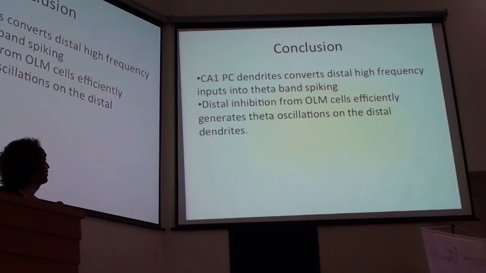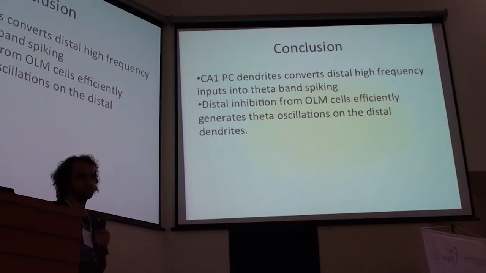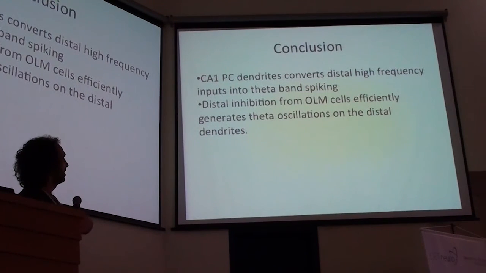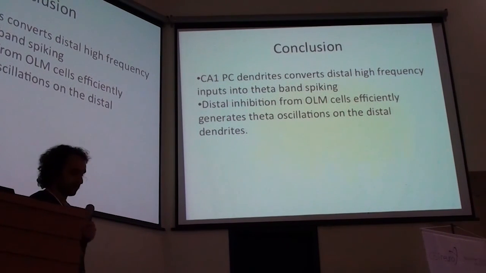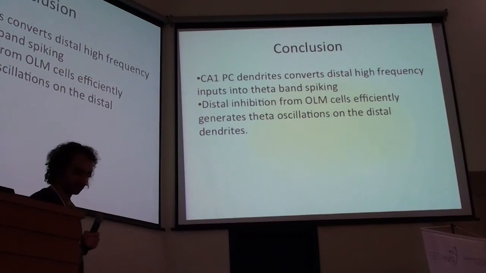The conclusion for the first talk: the pyramidal cells' dendrites convert high frequency or any frequency into theta band frequency, and the distal inhibition from OLM cells contributes to theta generation. And yeah, thanks for listening.